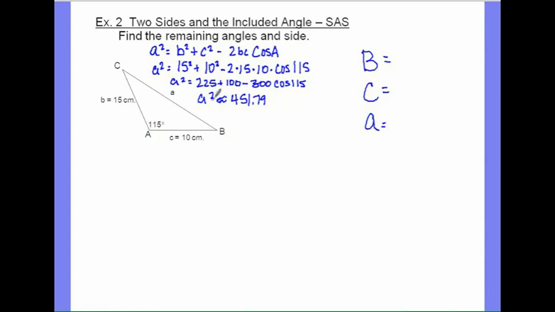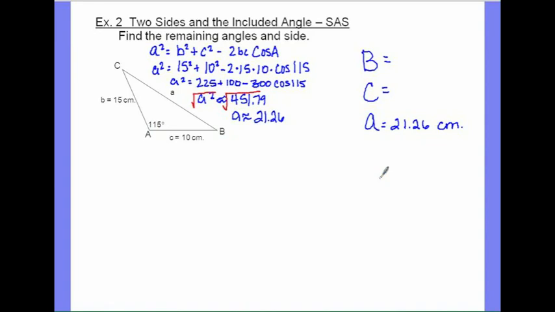How do you get rid of the exponent there? I need to take the square root of both sides. So A is going to be approximately 21.26, and we're dealing with centimeters here. 21.26 centimeters.